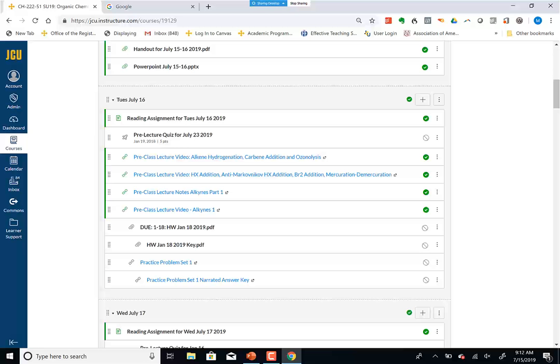And if you're into 3x5 cards, you might want to get a few, because there's going to be a lot of reactions we're going to do, and you might want to make 3x5 cards in order to start learning the reactions. I'll show you today what I would suggest as a format, but it's up to you, whatever fits your learning style the best.